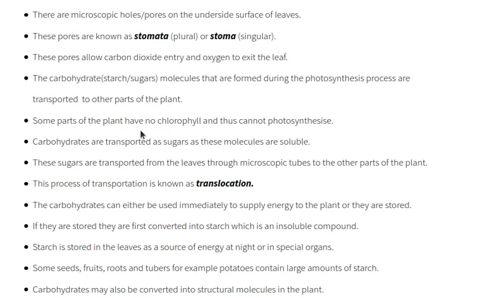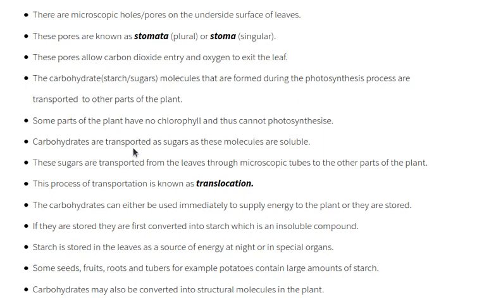Some parts of the plant have no chlorophyll and thus cannot photosynthesize. We can talk of the roots. The roots do not have chlorophyll, but they still need the what? They still need the food that is being formed by the plant. Most stems do not have chlorophyll, but they still need what? They still need the food that is being formed by the leaves.